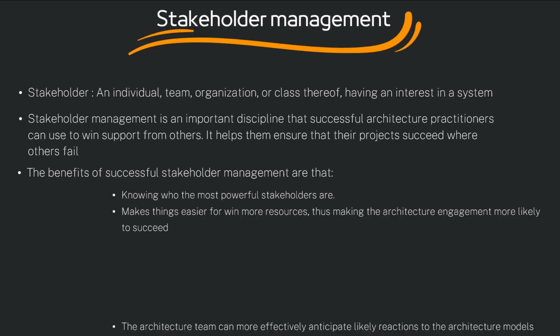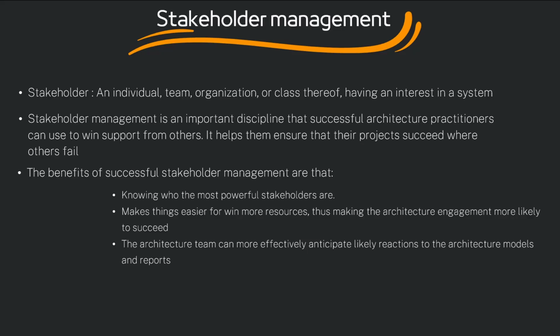The architecture team can more effectively anticipate likely reaction to the architecture models and reports, and can build into the plan the actions that will be needed to capitalize on positive reactions while avoiding or addressing any negative reaction. The architecture team can also identify conflict or competing objectives among stakeholders early and develop a strategy to resolve the issues arising from them.